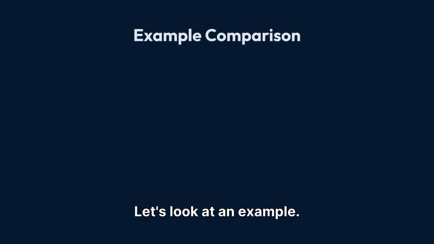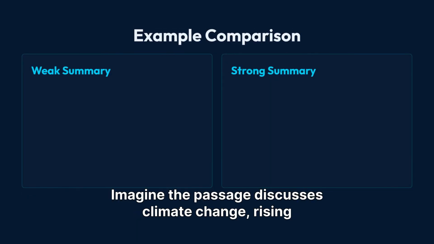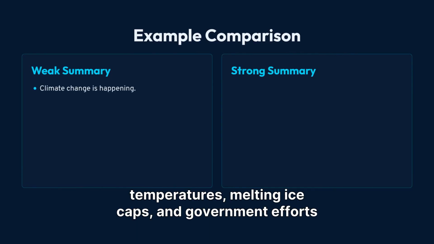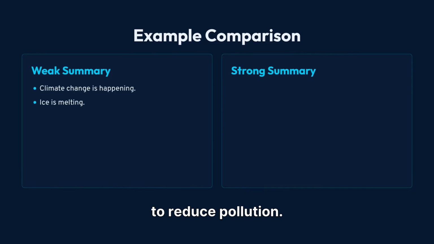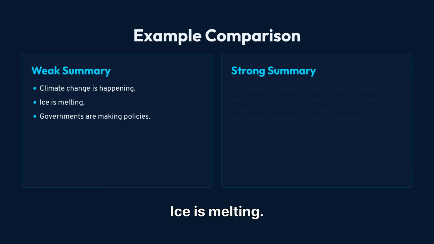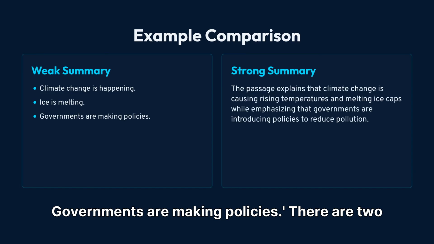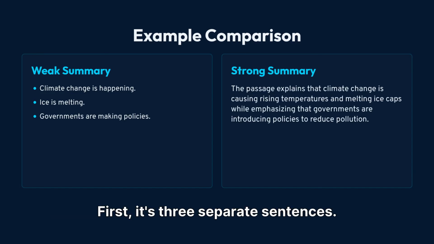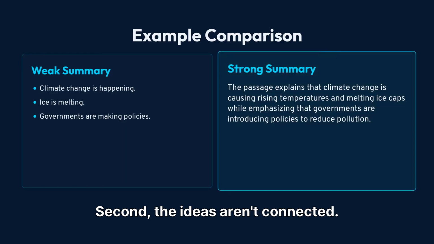Let's look at an example. Imagine the passage discusses climate change, rising temperatures, melting ice caps, and government efforts to reduce pollution. A weak summary would be, climate change is happening, ice is melting, governments are making policies. There are 2 problems. First, it's 3 separate sentences. Second, the ideas aren't connected.